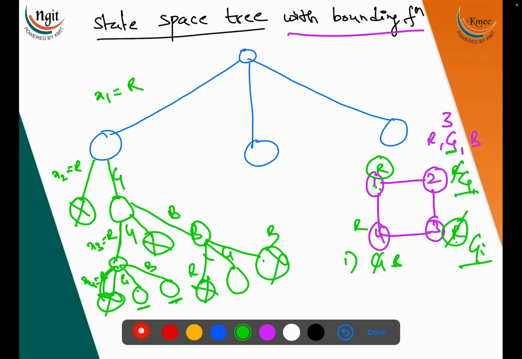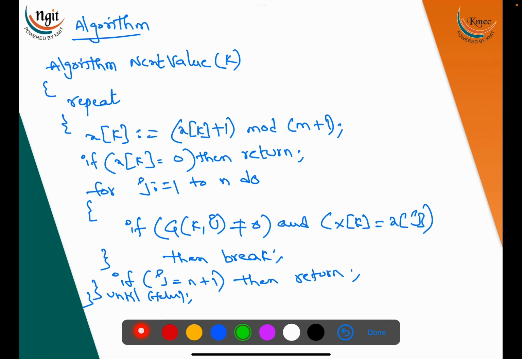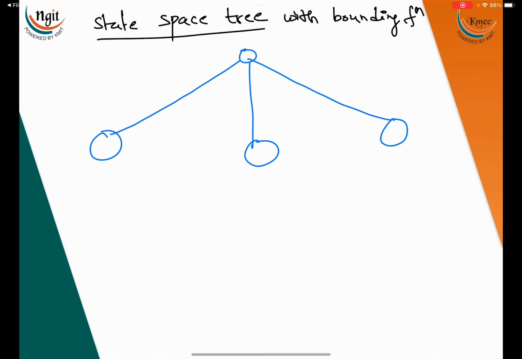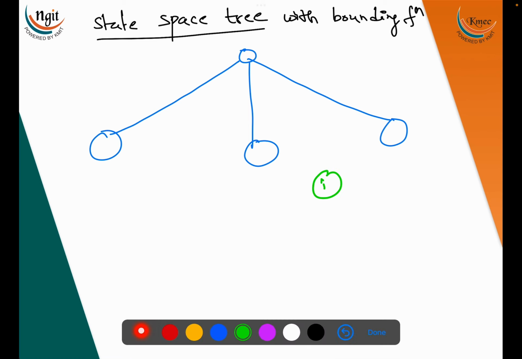So depending upon this, I can get the possible number of solutions. The first vertex can be filled with red, the second with green, the third with green, and the fourth with green. So we'll take the graph back again. I feel it is something clumsy, so I'm just taking the graph again.